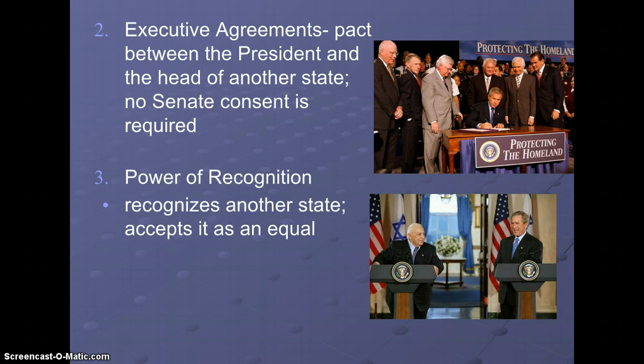Executive agreements are kind of like what executive orders are to a law. All right, an executive agreement is just a pact we make with the head of another state, and we don't need Senate consent for that. Power of recognition, again, very simply is what it says. It's just us recognizing another state, accepting it as an equal.